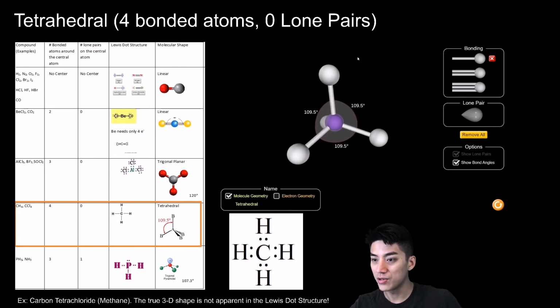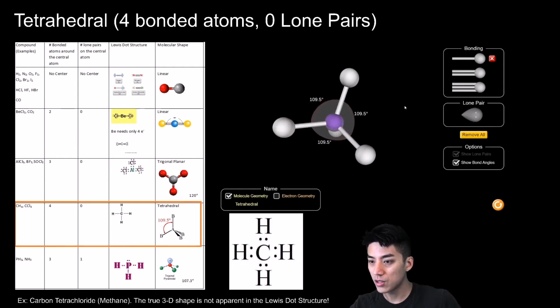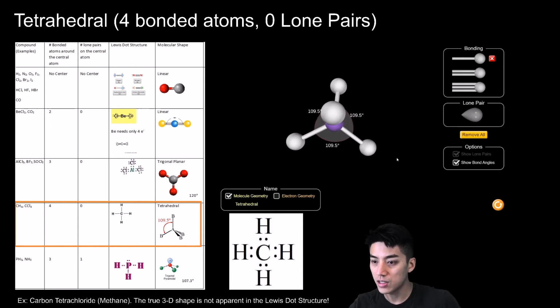Okay, and again, I can rotate it a different way, and 3 of them are in the same plane. One of them is sticking towards you, one of them is going back. So that is a tetrahedral shape.